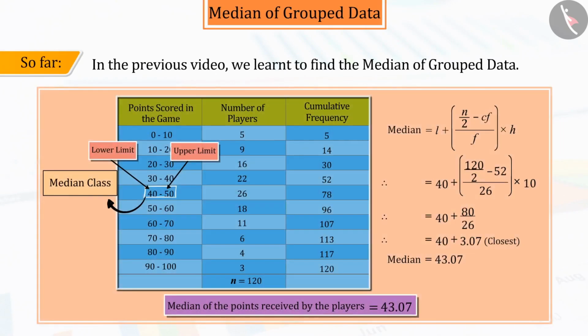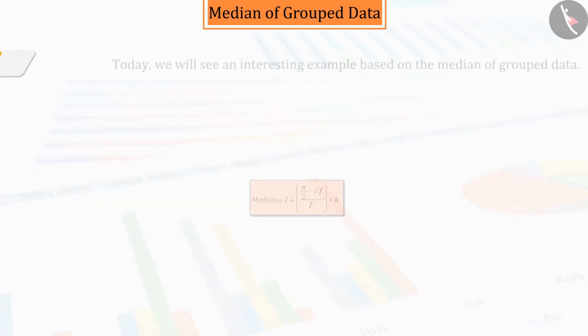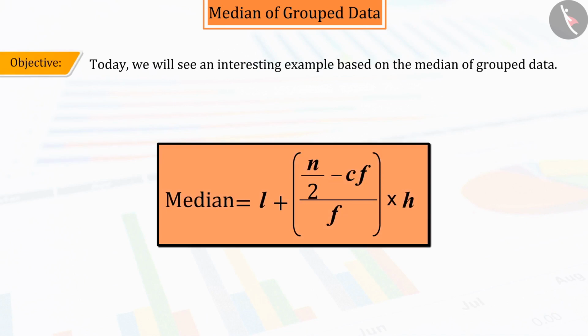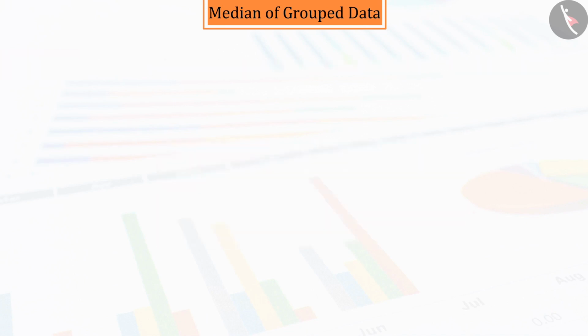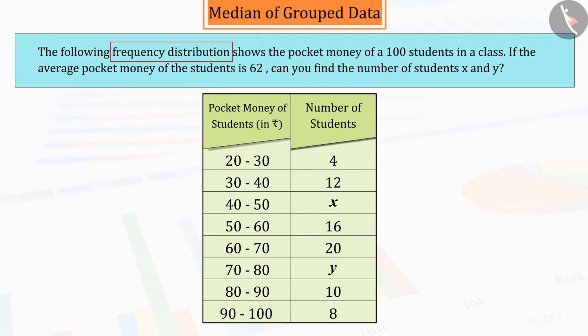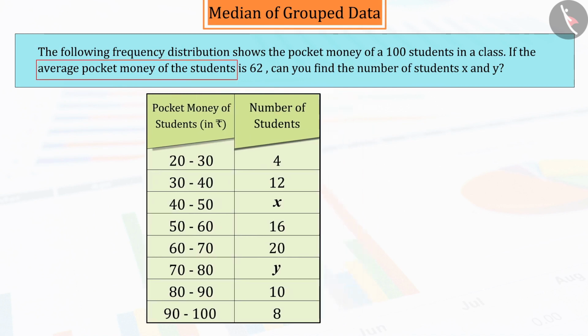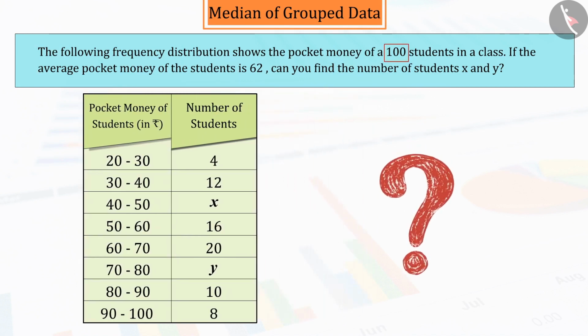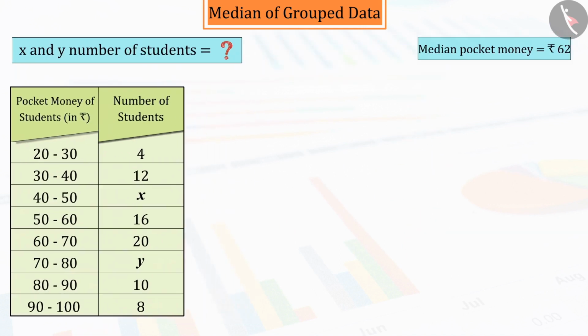In the previous video, we learned to find the median of grouped data. Today, we will see an interesting example based on the median of grouped data. The following frequency distribution shows the pocket money of 100 students in a class. If the median pocket money of the students is 62, can you find the number of students X and Y? Let's try to solve it.